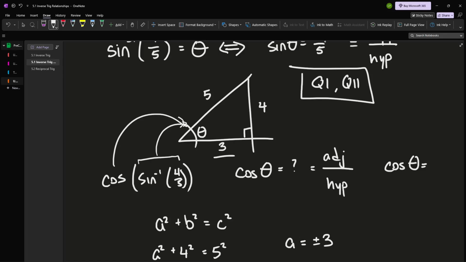So to fully solve this out, we want to write it down. Cosine of theta could either be positive 3 over 5 or negative 3 over 5. And these are two possible answers.